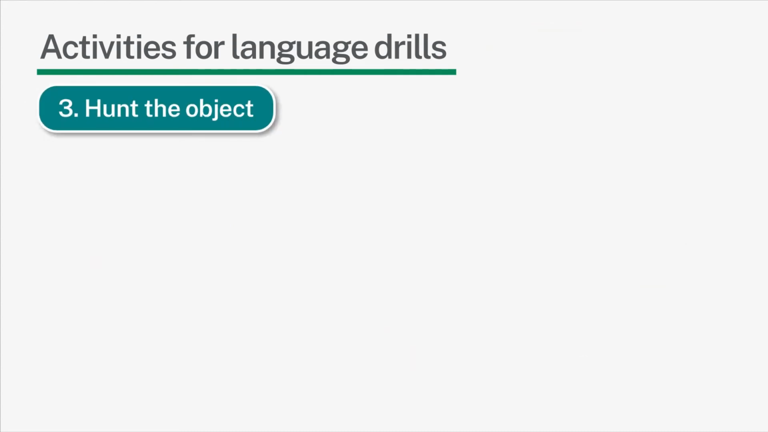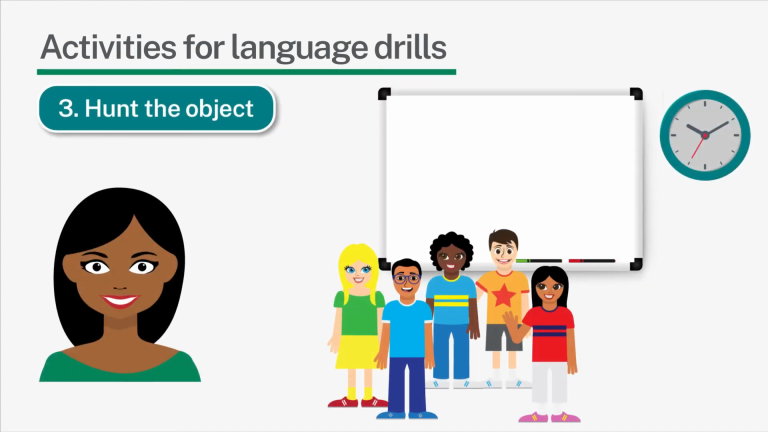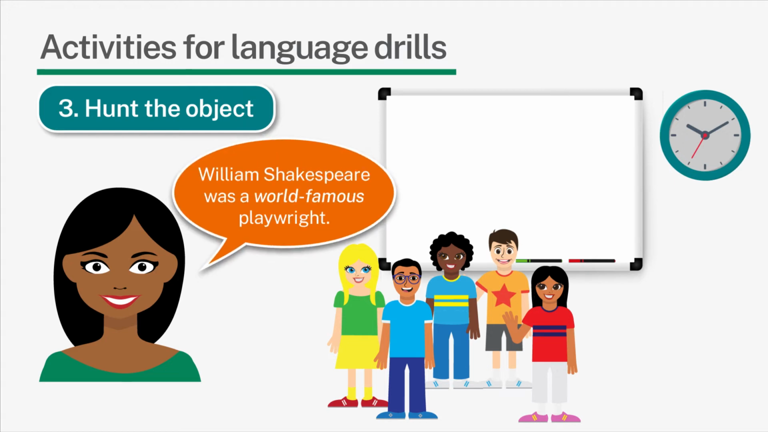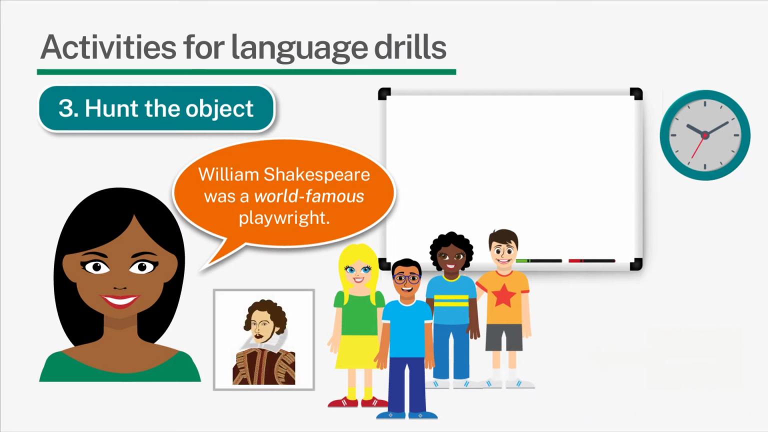3. Hunt the object. This drill is like a game of hotter and colder. It can be played with any language structure in any curriculum context. First, the teacher introduces the target structure. For example, "William Shakespeare was a world-famous playwright and poet." One person is the searcher and is sent out of the room while the teacher and class hide an object, for example a picture of Shakespeare somewhere.